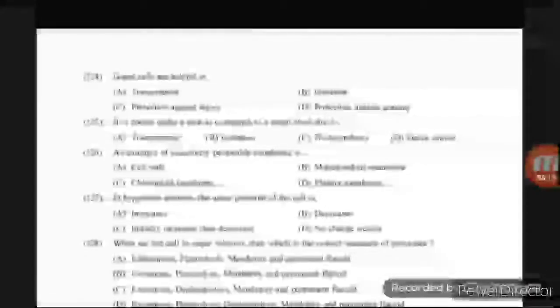If you come to the next question, our question number 127, in hypertonic solution, the water potential of the cell, will it increase, will it decrease, initially increase then decrease, or will no change occur? So which option for this question number 127 you have to say, and for that your time starts now.